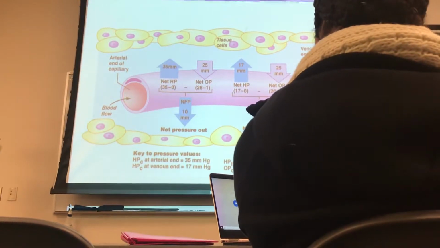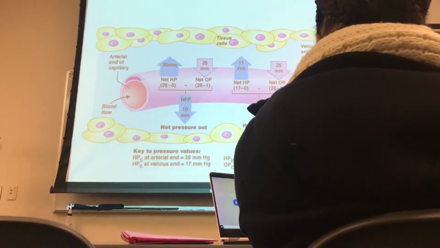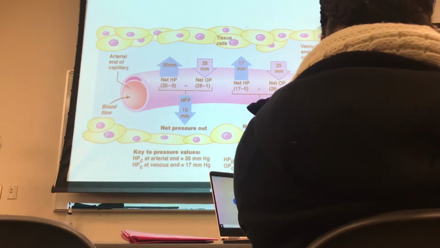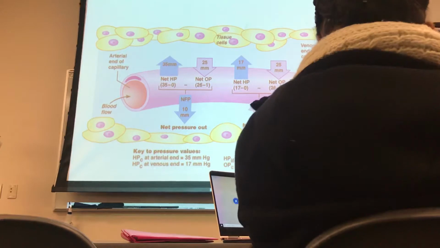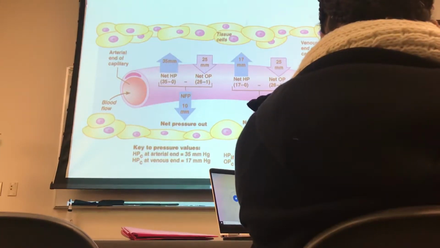All right, don't get caught up on the numbers, because the numbers change depending on the solute concentration and person's blood pressure. So that's why I just use 40 and 20, it's easy. But the concept is what you need to know.